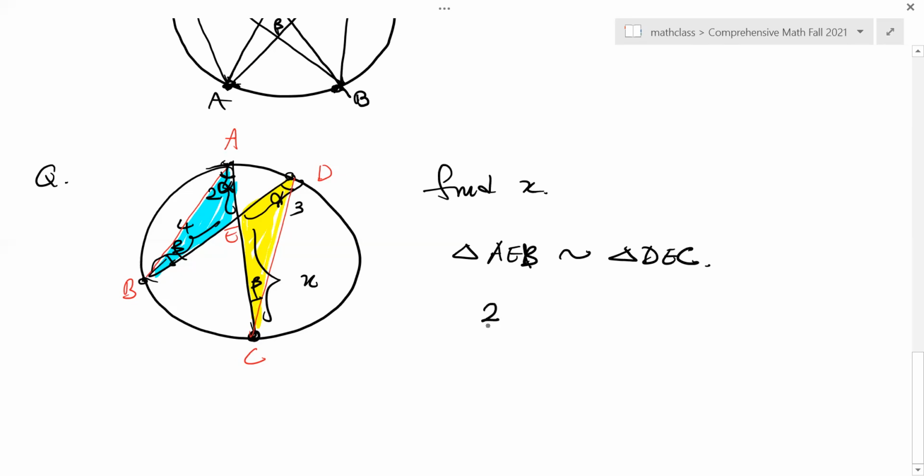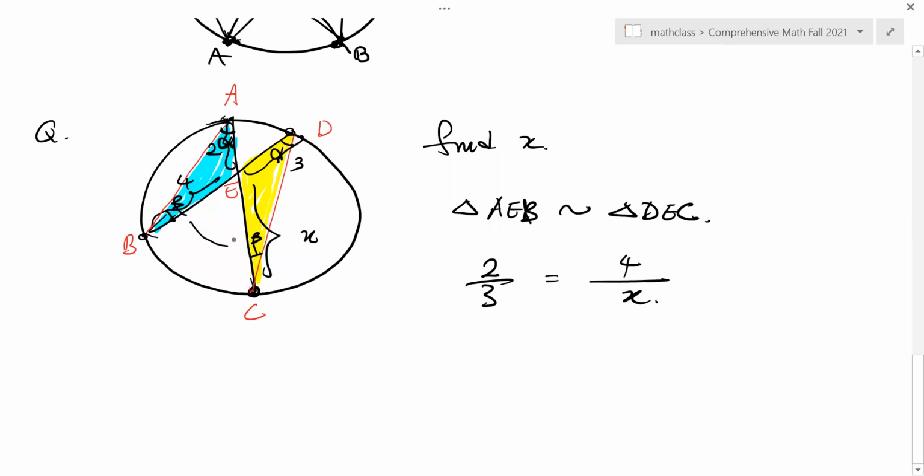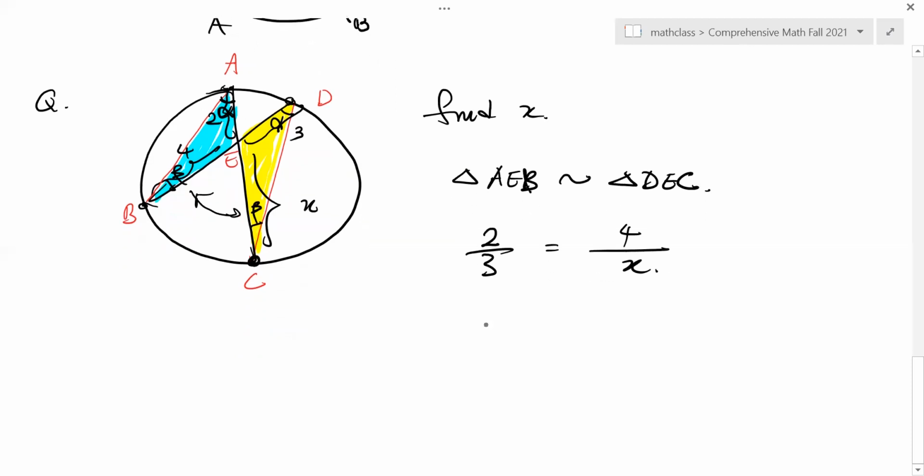So 2 over 3 equals 4 over x. Those two sides correspond to each other. So 4 over x is going to be 2 over 3. So x equals 4 times 3 over 2. That's going to be 6. So 6 is the answer. That's how we get it.